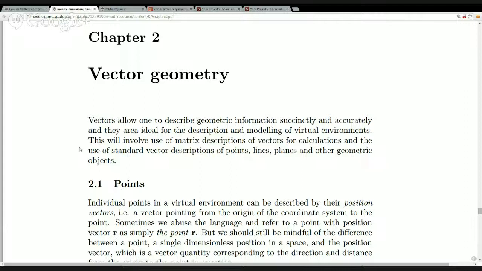The other type of basic geometric object in 3 dimensions would be a plane, okay? A kind of two-dimensional sheet, a straight two-dimensional sheet within the 3 dimensions.